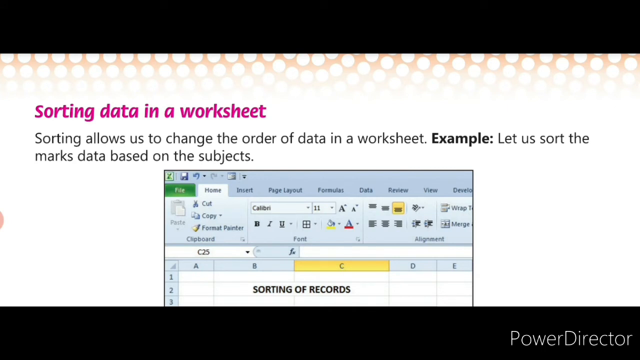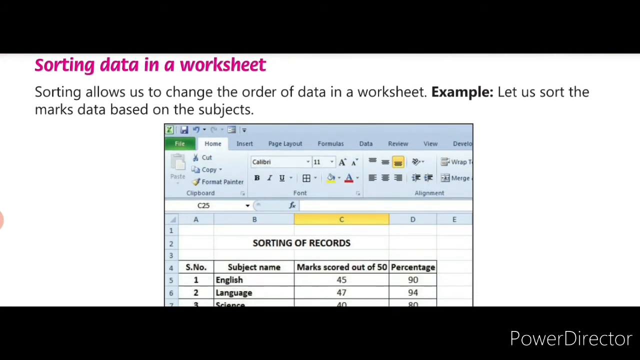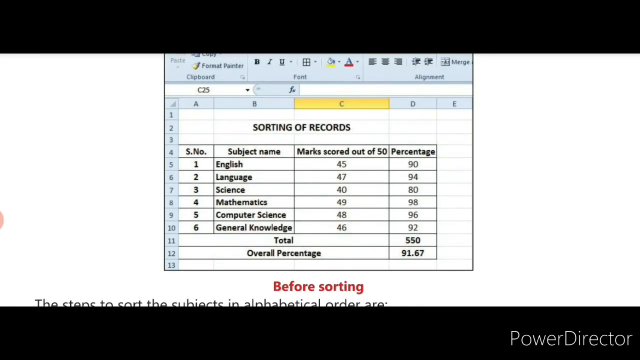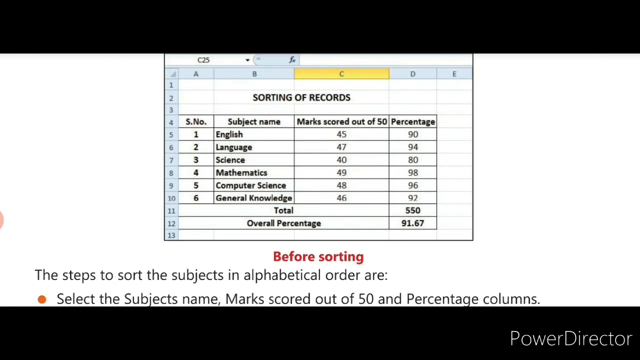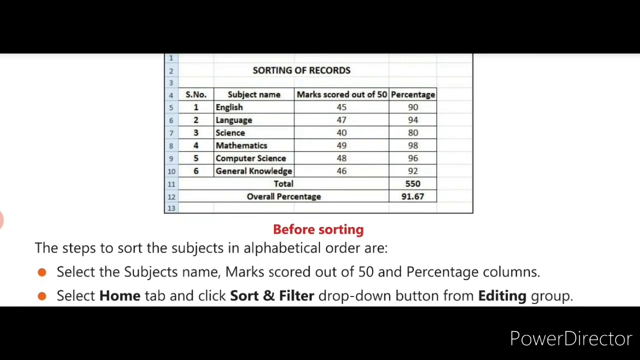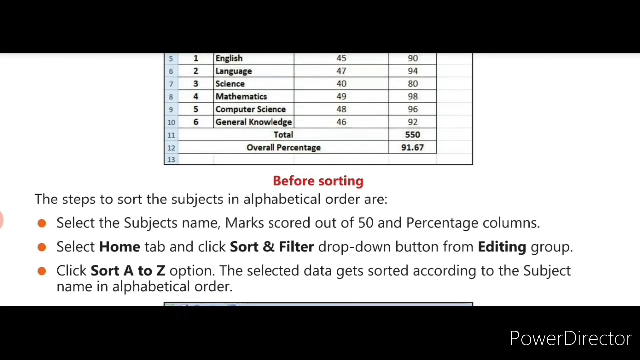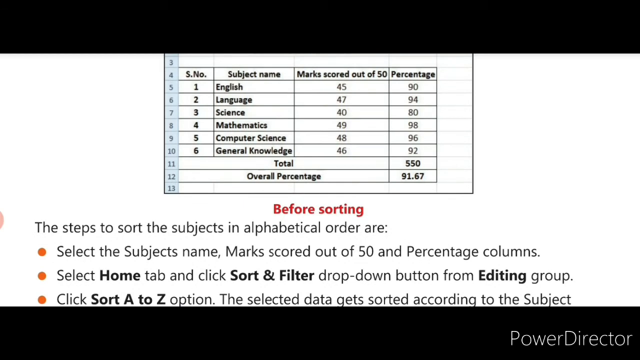So sorting allows us to change the order of the data in the worksheet. Example, let us sort the marks data based on the subjects. In this example we are going to select the subject name, marks scored out of 50 and percentage columns. These are the three columns which we are going to sort subject wise.